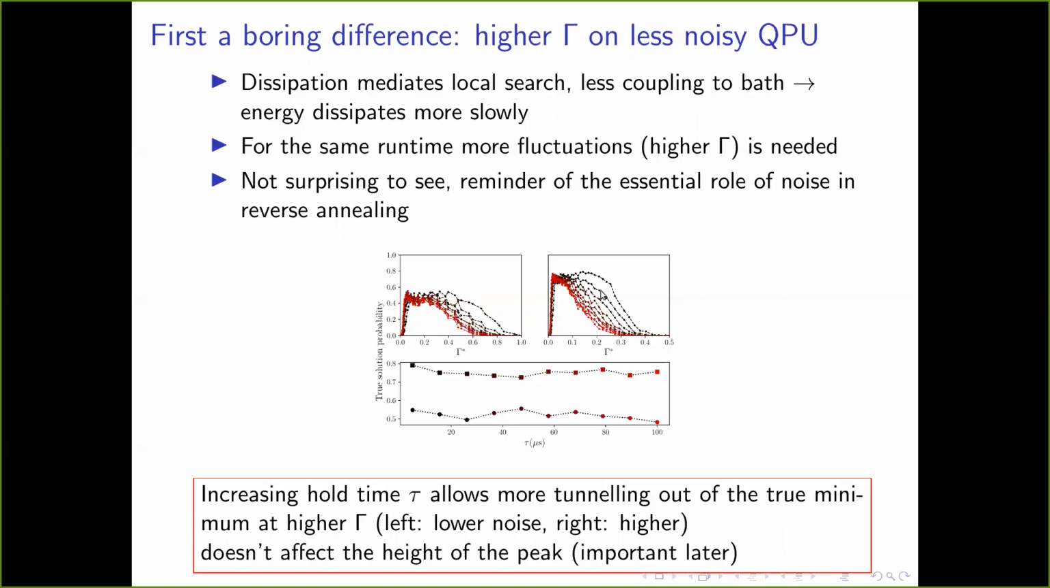This is probability to be in the true solution, by the way. Interestingly, and I'll come back to this later, the height of these peaks doesn't really change, at least not in a very consistent way as this tau is changed, and that will be important later.